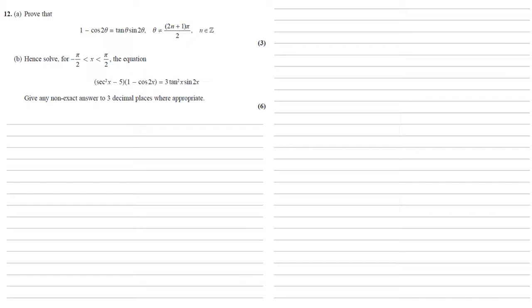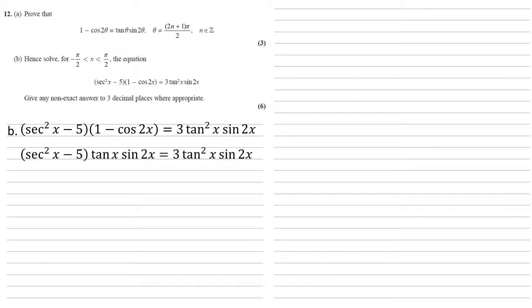Part B says, hence solve for x between minus pi over 2 and positive pi over 2 the equation sec squared x minus 5 all multiplied by 1 minus cos 2x equals 3 tan squared x sine 2x. So first thing to do is notice that on the left hand side we have a 1 minus cos 2x. So we've just used this in part A and shown that that is equal to tan x sine 2x.